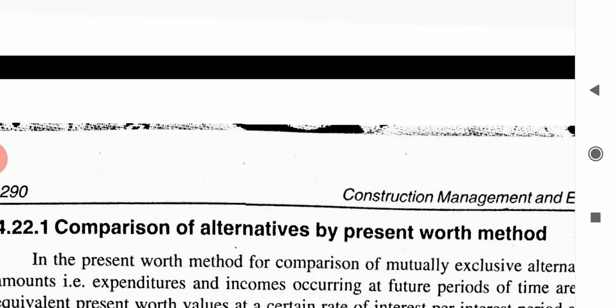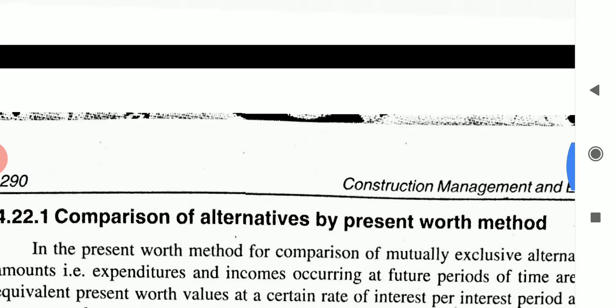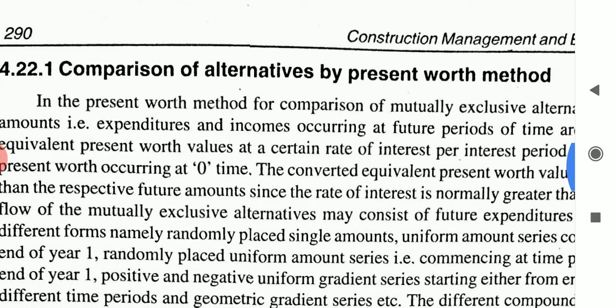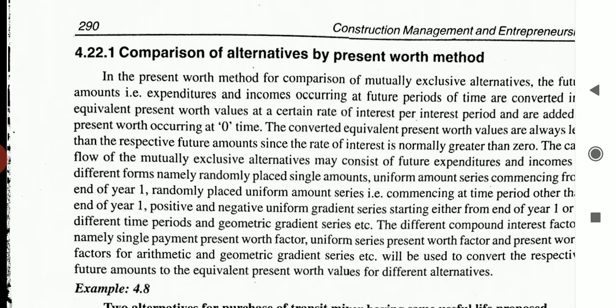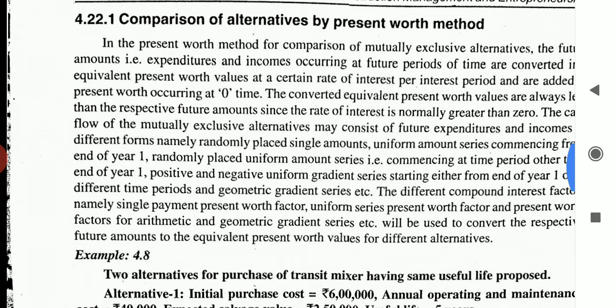Since the rate of interest is normally greater than zero, the cash flow of the mutually exclusive alternatives may consist of future expenditures and incomes in different forms, namely randomly placed single amounts, uniform amount series commencing from the end of year 1, and randomly placed uniform amount series commencing at a time period other than the end of year 1. So we will solve one problem by using comparison of alternatives by the present worth method.